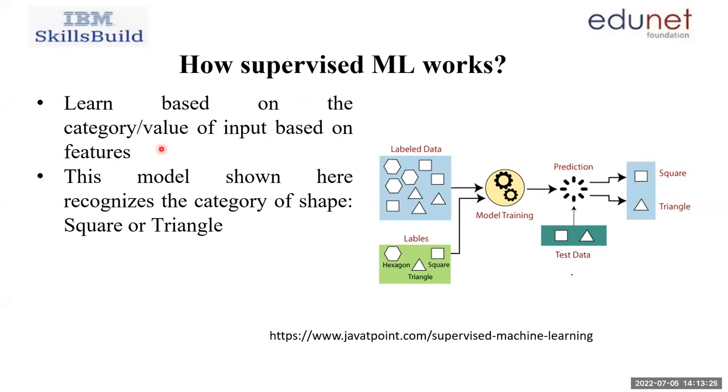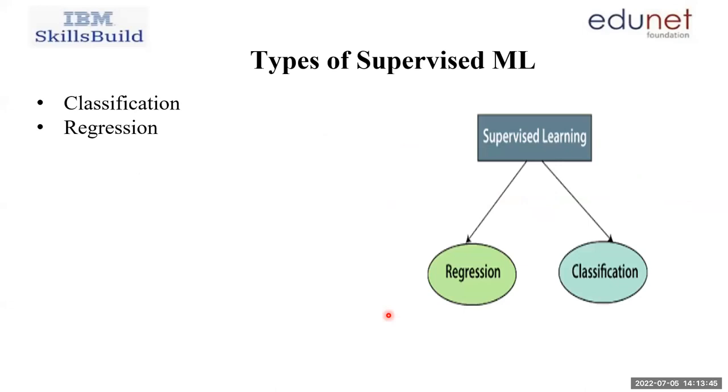It learns based on the category or value of input based on features. The model shown here recognizes the category, so after this stage, this model is able to predict what is the category of this test data, that is unseen data. That is the concept of supervised ML. We are going to discuss this type of supervised ML, that is the regression problem, in detail today.